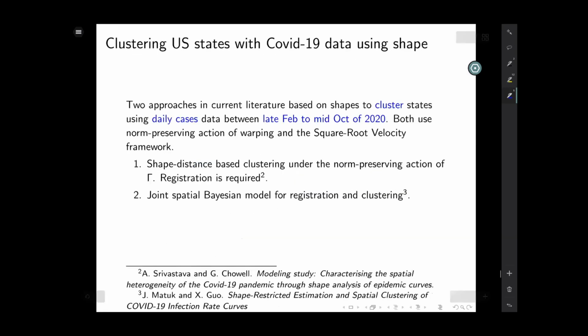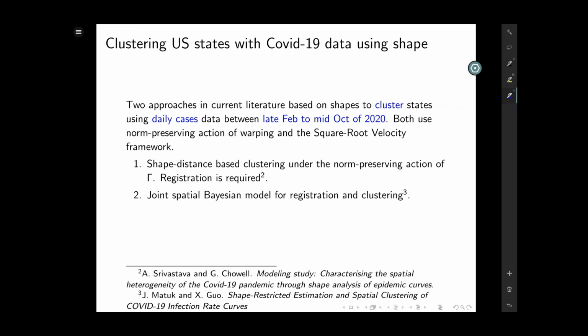The final example, which I think is of more current interest, is clustering US states with COVID-19 data using shape. I will look at two approaches. I haven't implemented either of these approaches. I've just, without any compunction, stolen it because I know the authors of both the papers.